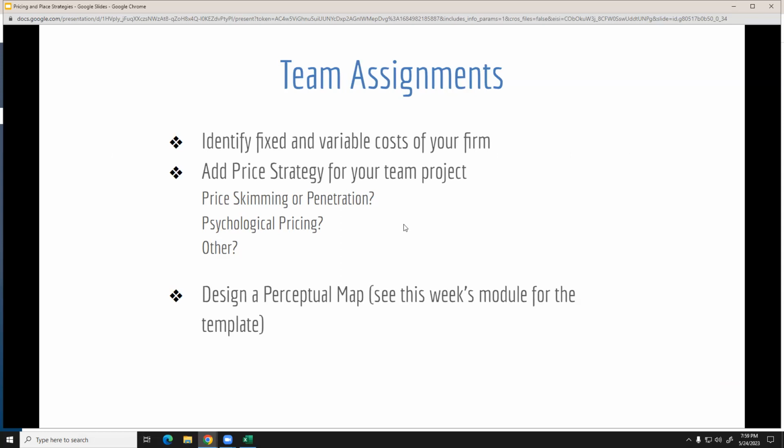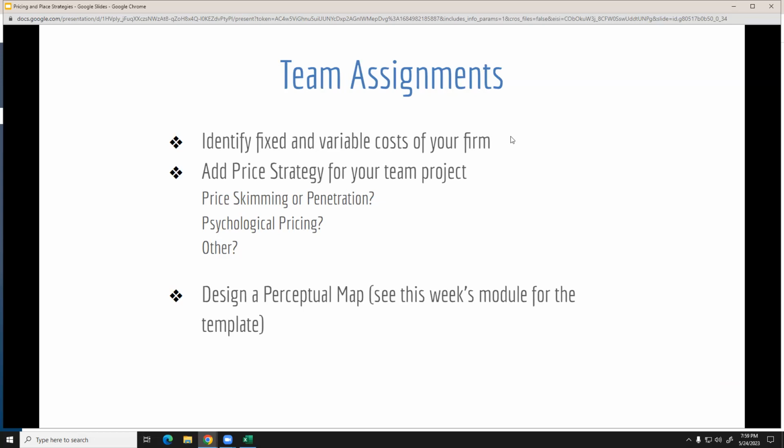Now, before I turn you loose, first of all, for your team projects, I would like you to identify fixed and variable costs. I mentioned that before. That can be on one slide. We talk about costs of the firm, costs of your business.